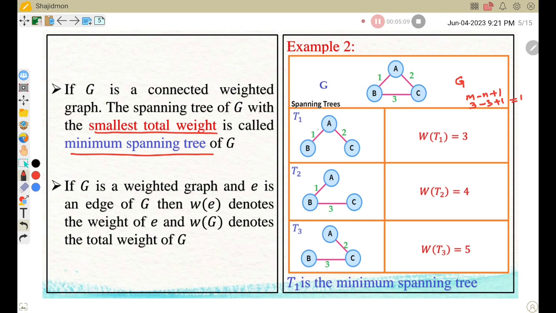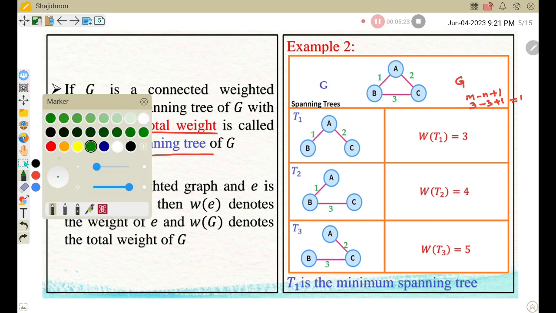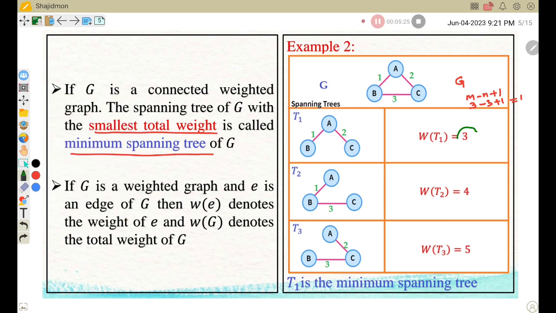For example, first spanning tree 1 plus 2, that is 3. Weight of that spanning tree is 3. Second spanning tree weight equal to 4. Third spanning tree weight equal to 5. 3 plus 2, correct? 5. Now out of these, which is the minimum weight or smallest total weight? Here it is 3, here 4 and here 5, correct? So this is the smallest one.